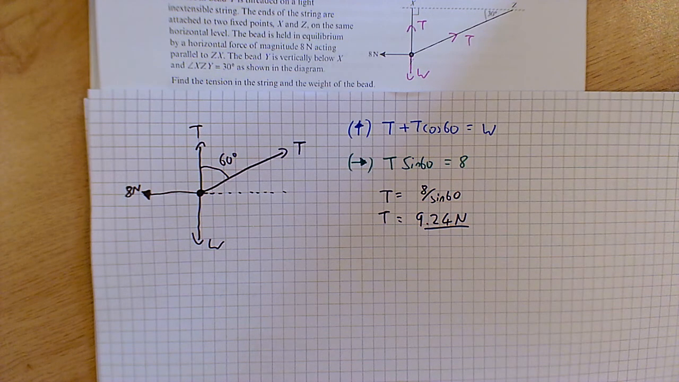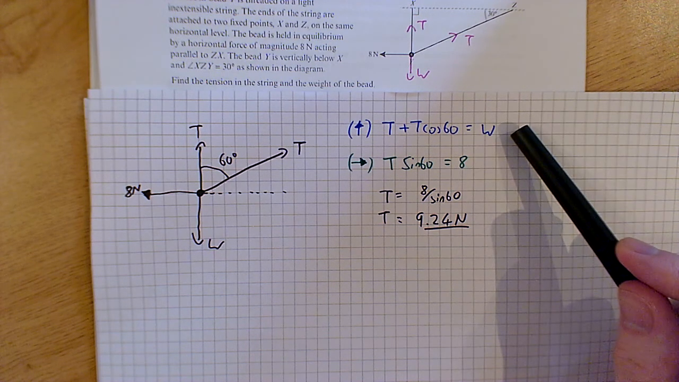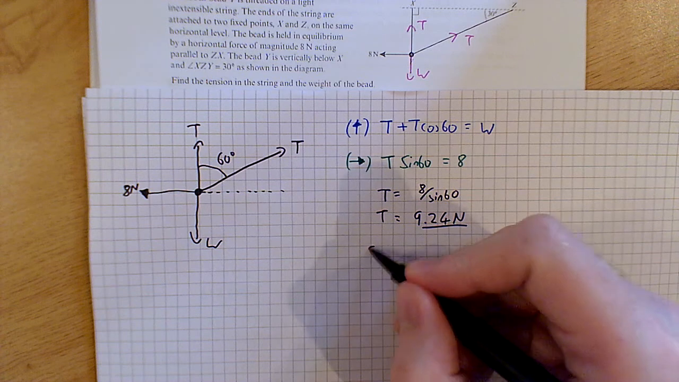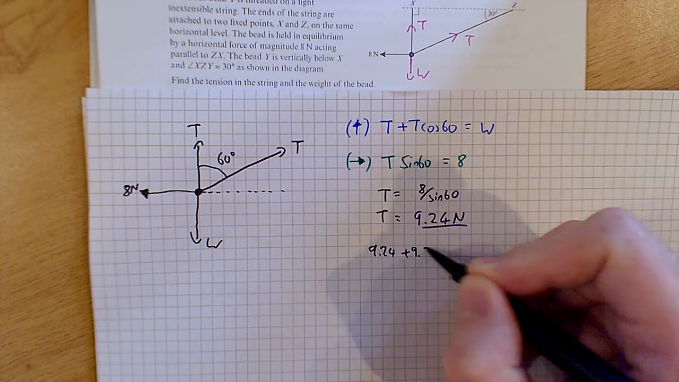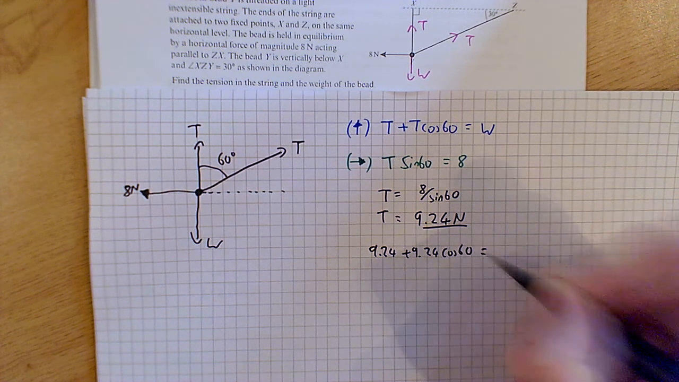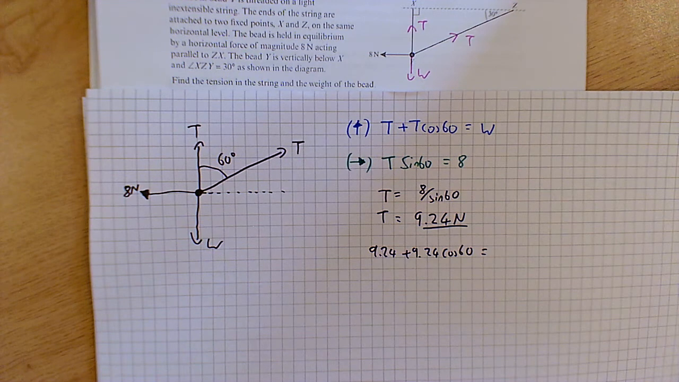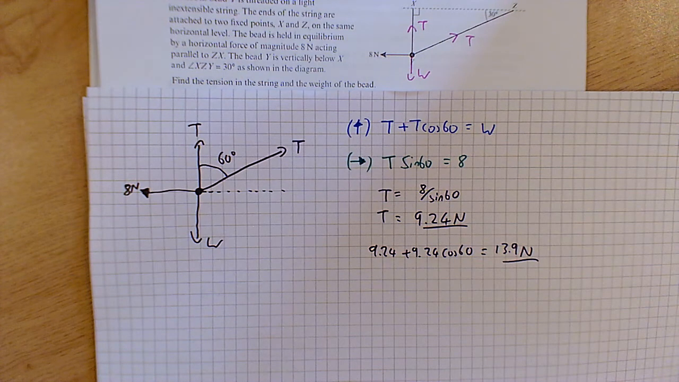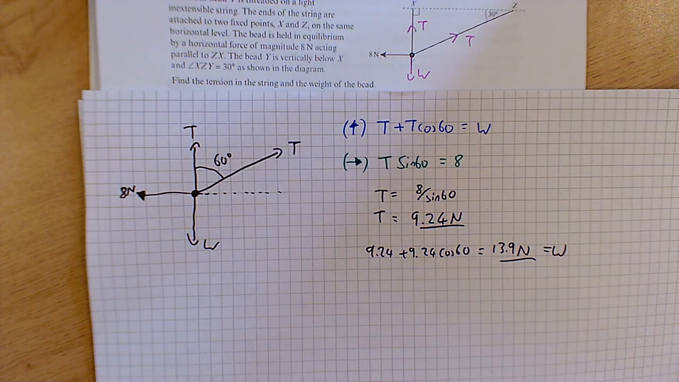And then we just have to find the weight. And to find the weight, we're going to substitute into that top equation. So this is T plus T cos 60, so it's going to be 9.24 plus 9.24 cos 60 equals W, and of course I'm still going to use the full calculator accuracy of my previous answer. And that gives us 13.9 newtons to 3 significant figures, and that is the weight of the bead.